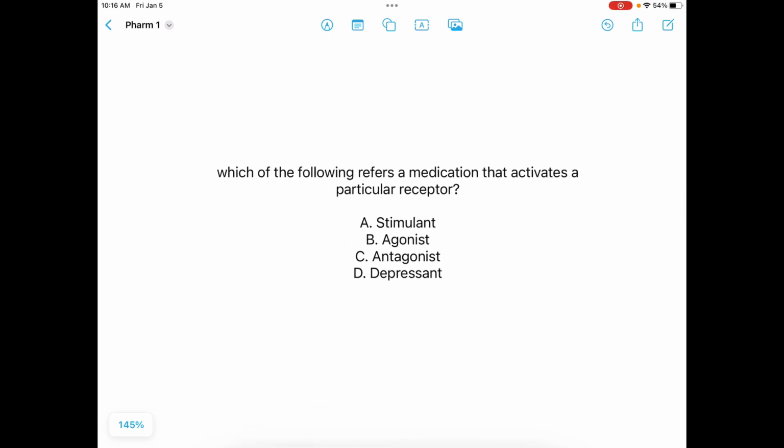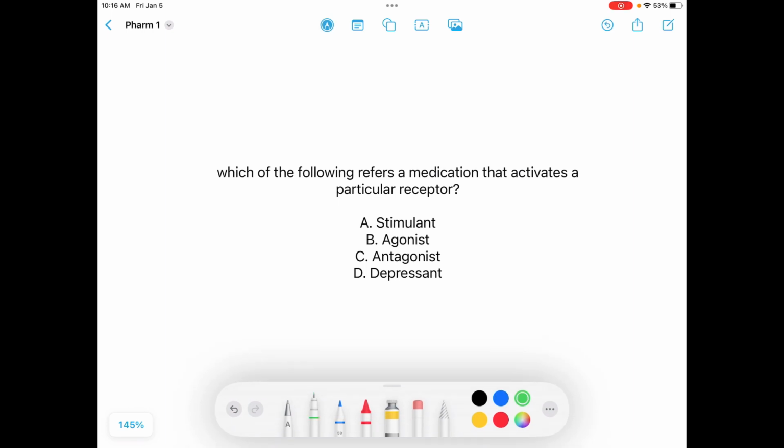First question, which of the following refers to a medication that activates a particular receptor? A, stimulant, B, agonist, C, antagonist, or D, depressant? Take a moment, pick an answer, pause if you need to. And we're looking at agonist as the correct answer.